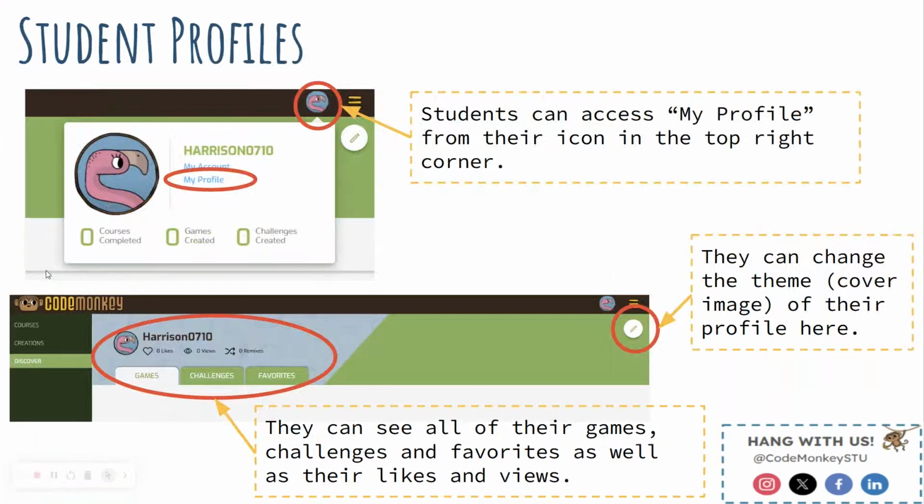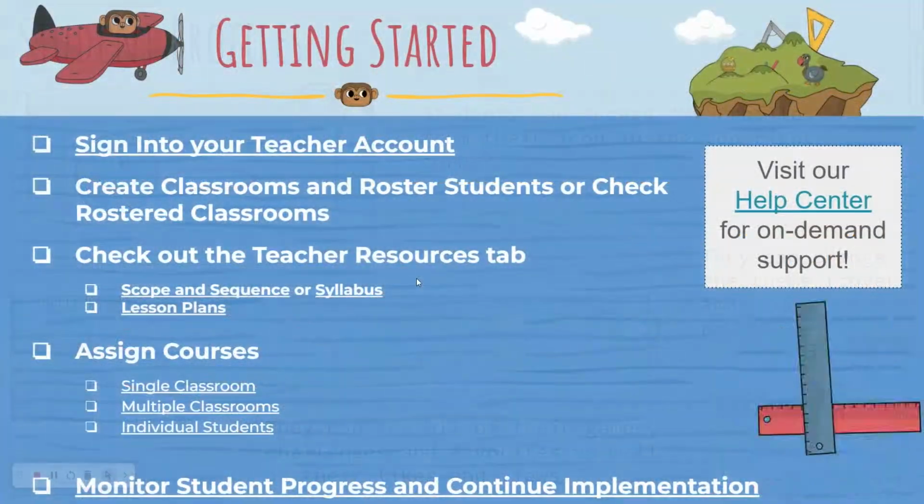Something else I want to point out is student profiles. So up there by that other icon, students can go to their My Profile and customize it a little bit. They can change their own cartoon avatar. They can also change the theme, make it something fun like sports or books. And from here, they can see all their games and challenges as well as their favorites and likes. So just something fun to get students excited there on their profile.